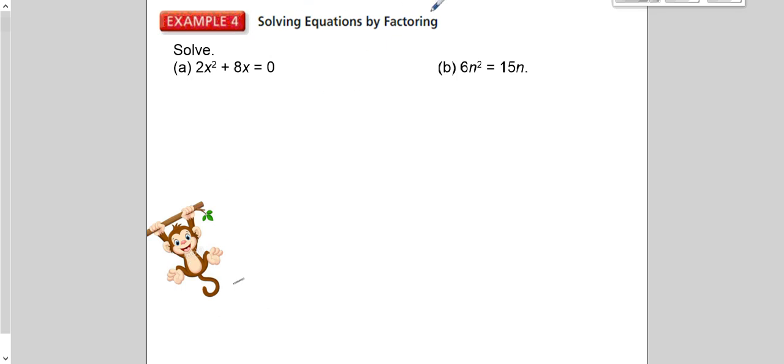Solve equations by factoring. Okay, this is the reason why we factored, so that we can write this as stuff times stuff equals 0, and then solve it using the zero product property. We need to factor out the GCF. What divides evenly into 2 and 8? Do they both have an x? Yes, they do. So there's our GCF.